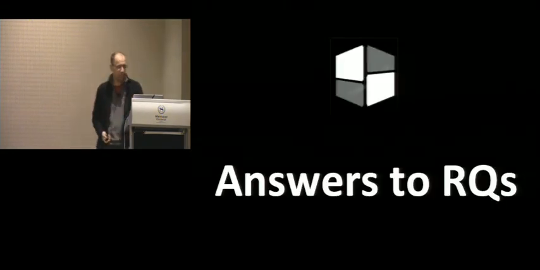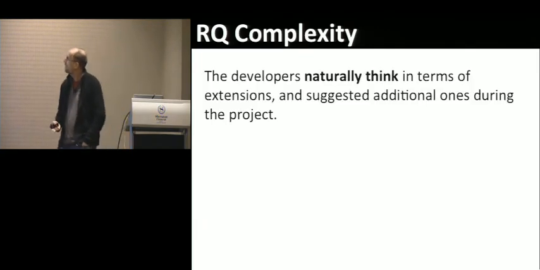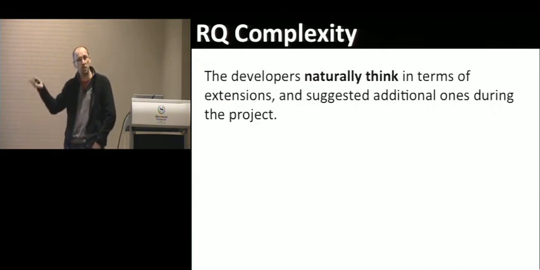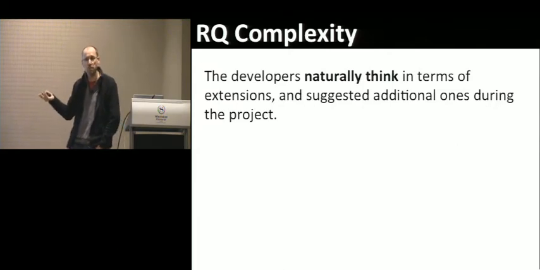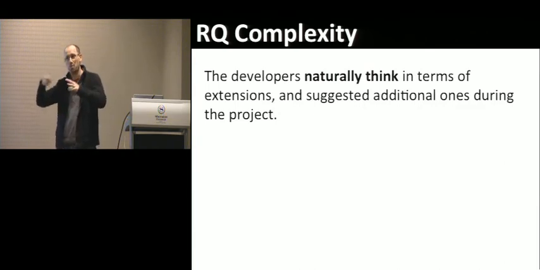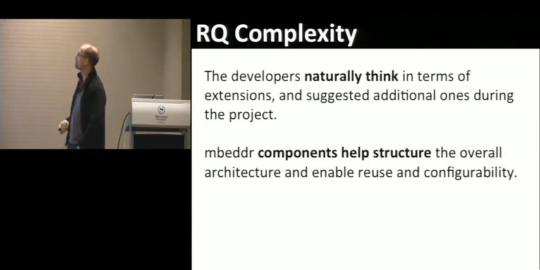All right, that was the quick peek. Let's look at the answers to the research questions. Complexity. Well, it turns out that the developers we had on the team, that's an important constraint, naturally think in terms of some of the extensions. In particular, the project lead of this project did a PhD in component-oriented software for embedded stuff, so he was quite naturally inclined to think in terms of components and interfaces and polymorphism. That's not always true for all embedded developers, but in our case, it was true.